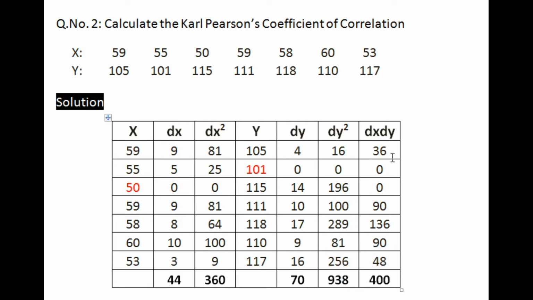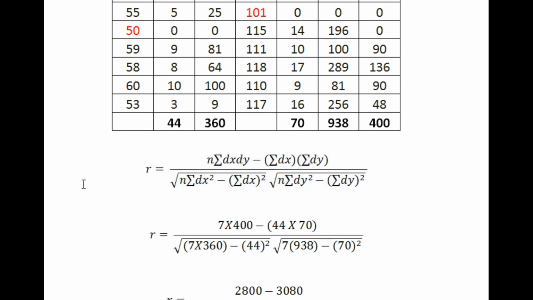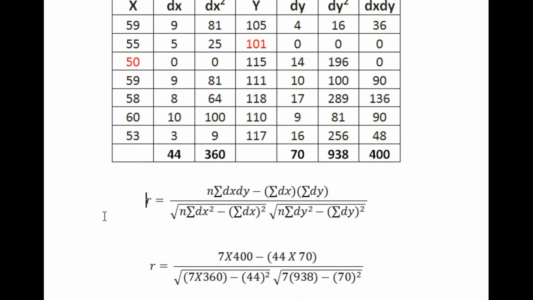Then finally, what do you have to multiply? dx into dy. So dx is 9, dy is 4: 36. 0 into 14 is 0, 9 into 10 is 90, 8 into 17 is 136, 10 into 9 is 90, 3 into 16 is 48. So what is the total? 400, right? Then apply the formula now.